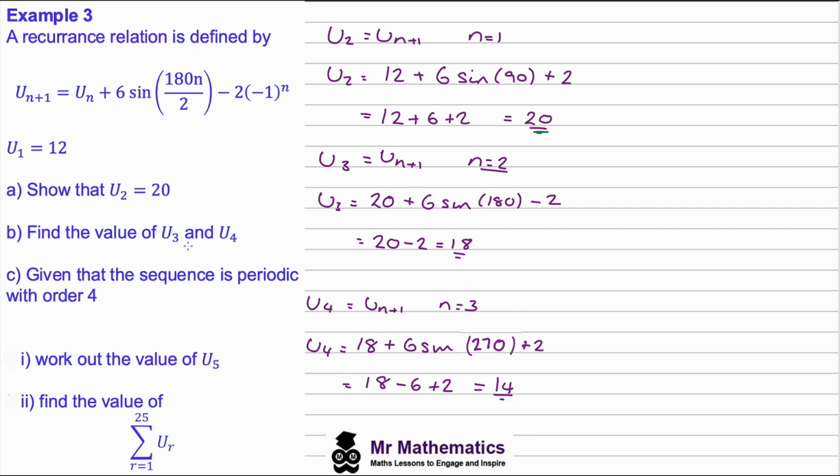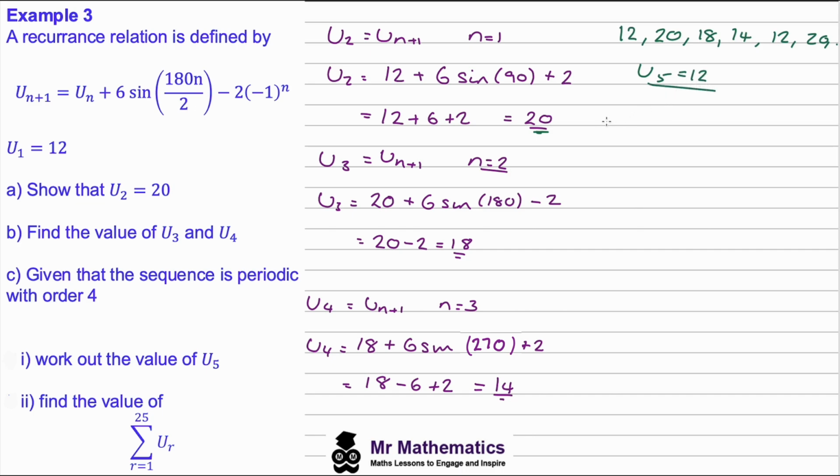And then for part C, given that the sequence is periodic with order 4, work out the value of U5. So if it's periodic, we'll have the first term as 12, the second term is 20, then we'll have 18, and then we'll have 14. And these will continue to repeat. So you can see that U5, the fifth term, will be equal to the first term, and this will equal 12.